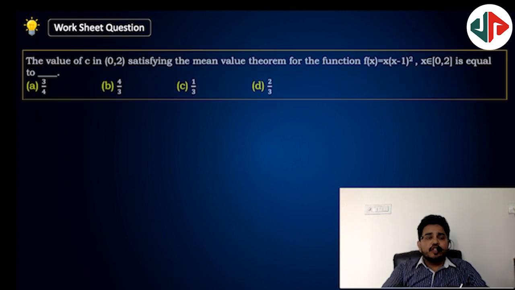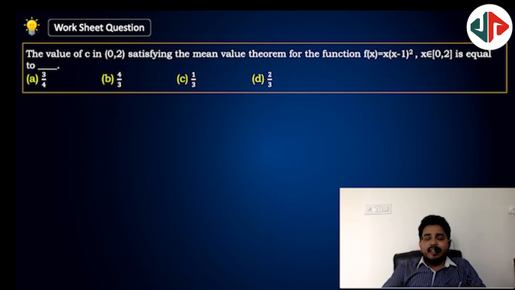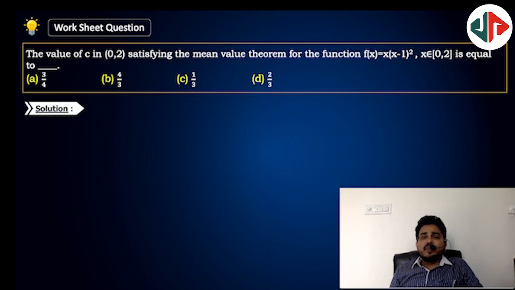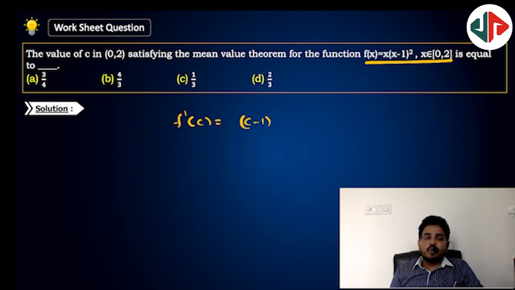Moving to the next question, the value of c in the interval 0 to 2 satisfying the mean value theorem for this particular function in this interval. So f dash of c is equal to, what is f dash of c? That is (c minus 1) whole square plus 2c into (c minus 1), derivative I am doing, is equal to f of 2 minus f of 0 by 2 minus 0, where f of 2 is 2 into (2 minus 1) whole square.